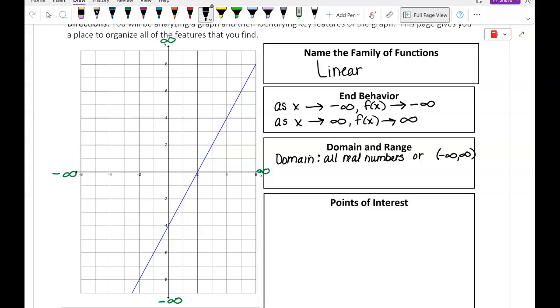In a linear function, range follows the exact same way. There's no restrictions on any y values. So again, I could say all real numbers. Or again, I could write this in what we call interval notation and say negative infinity, comma, infinity, to show that all values are possible.